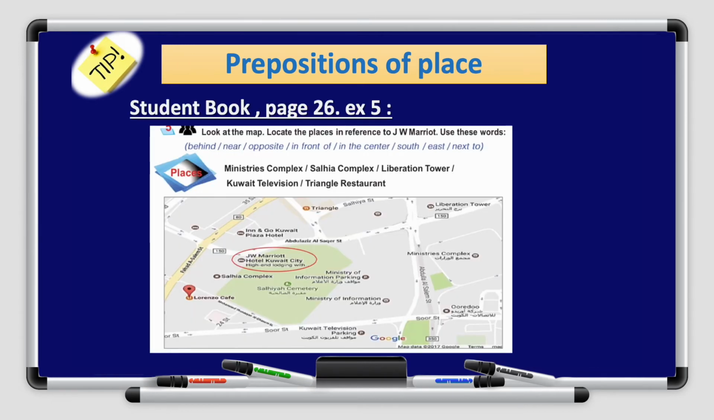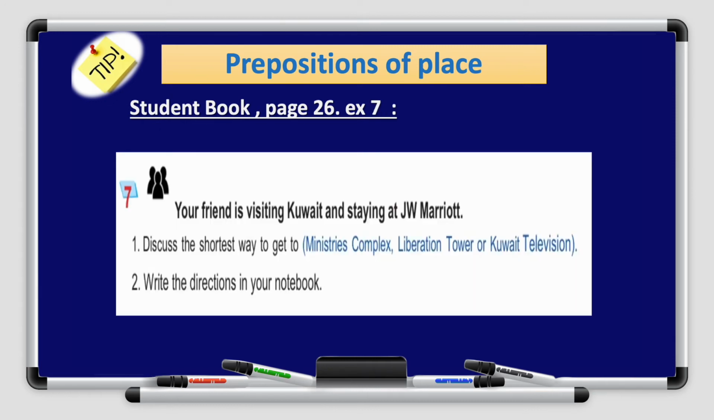Now you have an exercise in your student book, page 26, exercise 5. You have a map and you need to locate some places in reference to G.W. Marriott. You will use the same prepositions: behind, near, opposite, in front of, in the center, south, east, next to. Try to follow the previous example and try to locate these places. Also, I want you to write a direction in your notebook about these places for your friend who's visiting Kuwait.